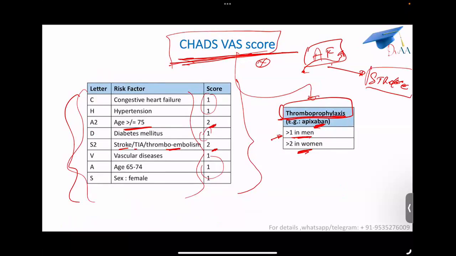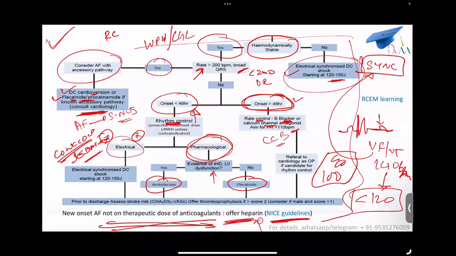It's clear? Yes, please. You said to control the rhythm we can use flecainide or amiodarone. But when can we use flecainide and when can we use amiodarone, because both are for rhythm control, right? We are basically cardioverting the patient here. This is a pharmacological cardioversion. We use amiodarone if the patient is a known case of ischemic heart disease or heart failure, that is LV dysfunction. In other words, if the patient has any structural abnormality, we also use amiodarone. If there is no structural abnormality, no evidence of ischemic heart disease or heart failure, we use flecainide.